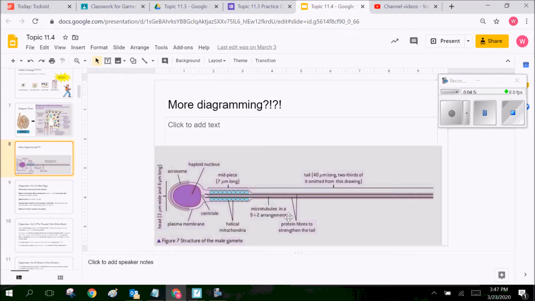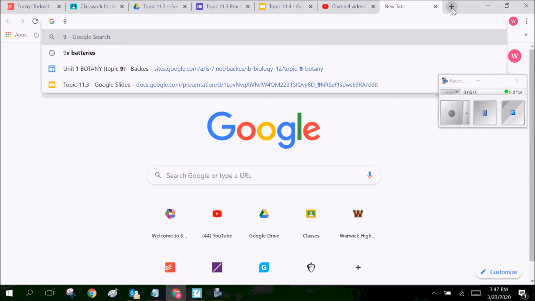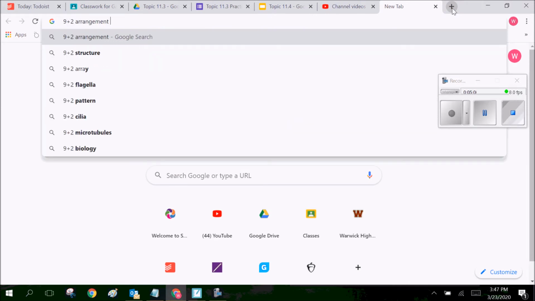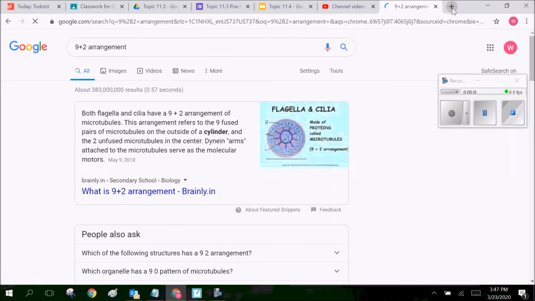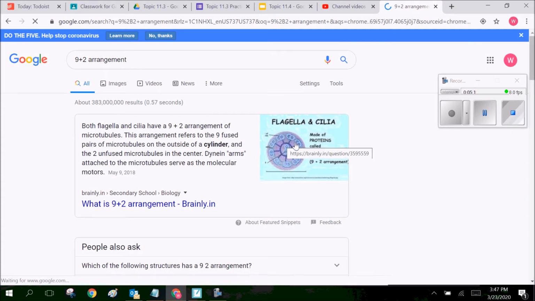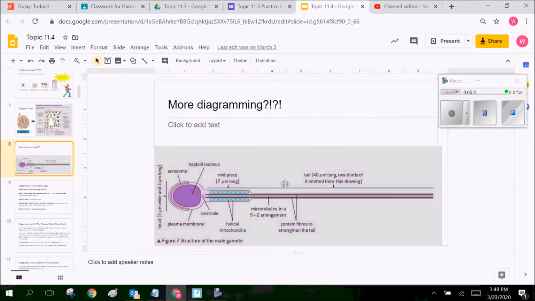And then here we have, of course, our mitochondria, which are going to provide power for this tail, which has a 9+2 arrangement. I'll go ahead and show you the 9+2 arrangement in flagella. It looks like this, okay? So we have 9 sets of 2. It's basically describing the protein fibers that make up the tail, or flagella, of the sperm. It allows for that rapid circular movement that they do to move the sperm through the fluid.